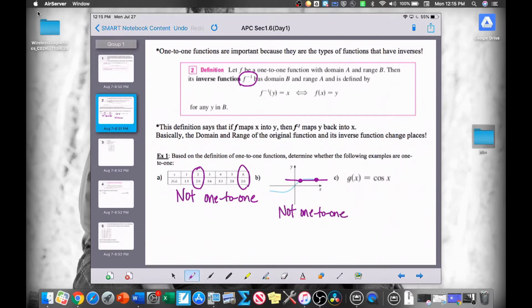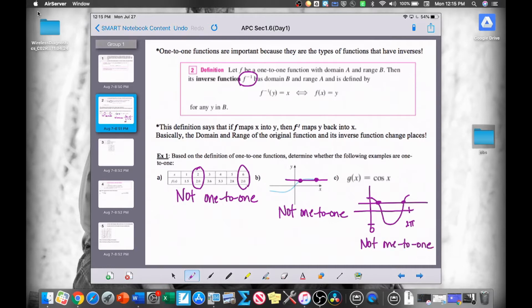My third example is cosine x. Now, looking at the equation, you really don't know. You do have to have some prior knowledge about what cosine looks like. But if we were to sketch one period of cosine x, one period is from 0 to 2 pi on the x-axis. And remember, cosine looks like a cup. So there's one period of cosine. Does this pass the horizontal line test? No, it does not. So cosine x is also not one-to-one.